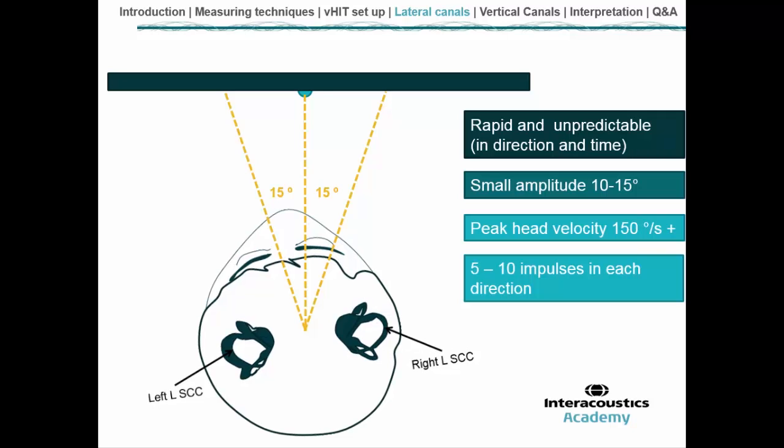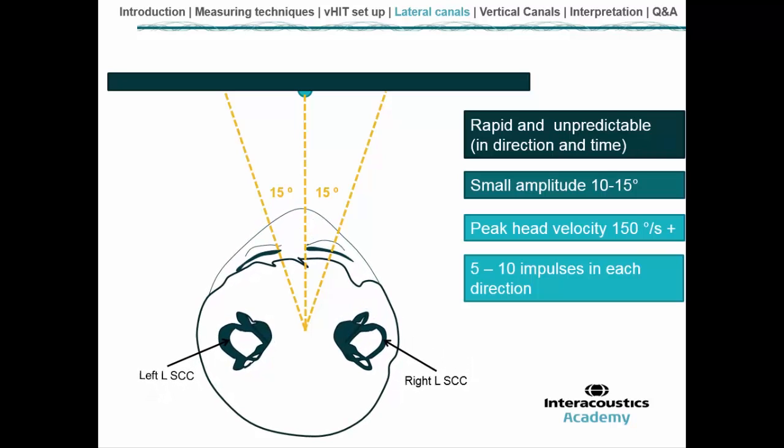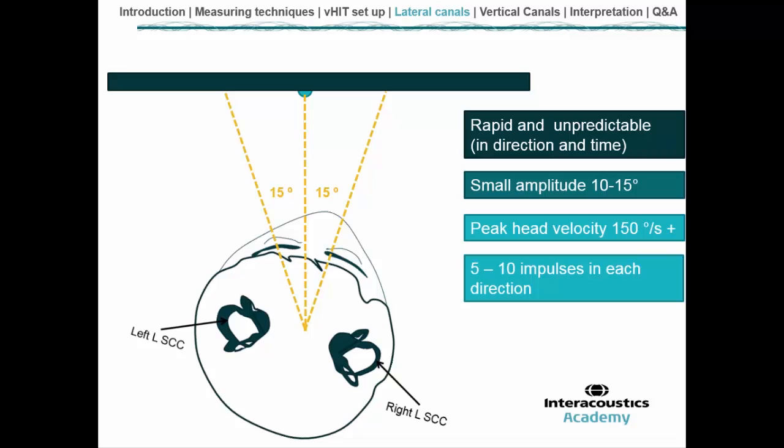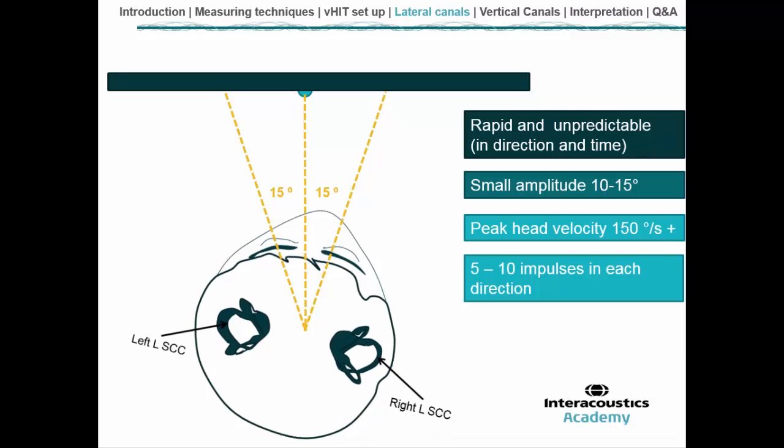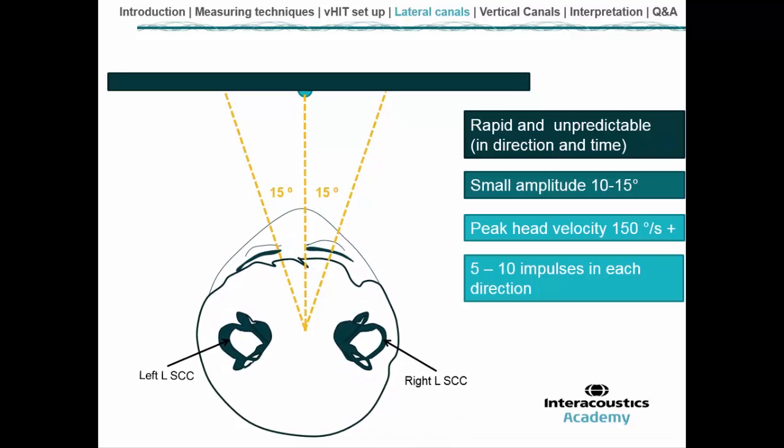I'm now going to move the head back to the center, and on the next movement, to the opposite direction. This keeps it unpredictable. Again, I've moved about 12 degrees, it was very quick, and I move back to the center. So all I need to do is 5 to 10 in each direction, and then I'm finished with the lateral canal impulses.